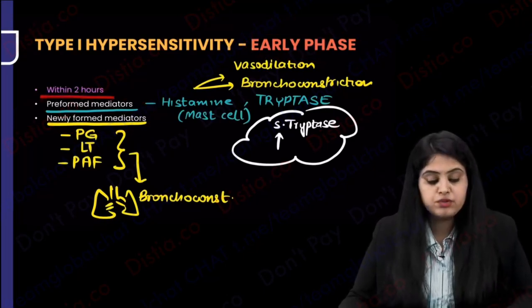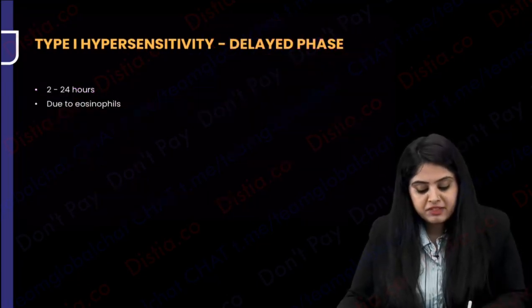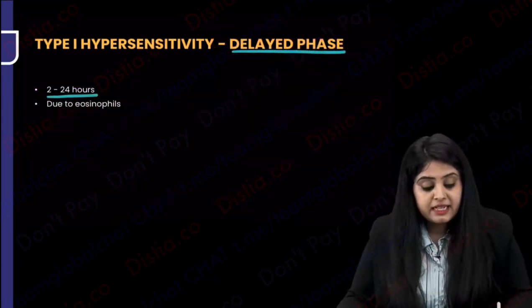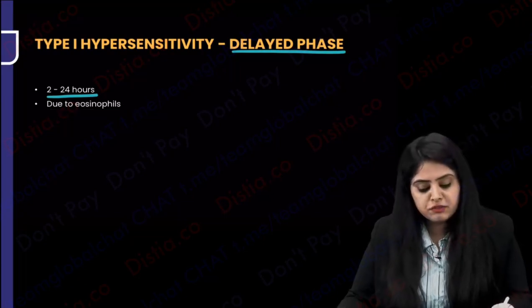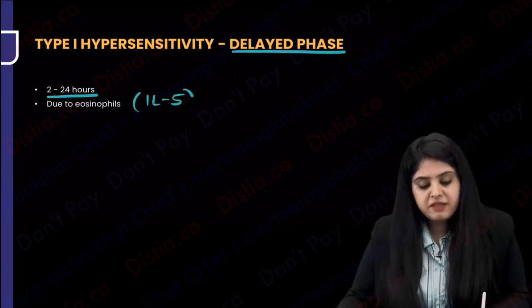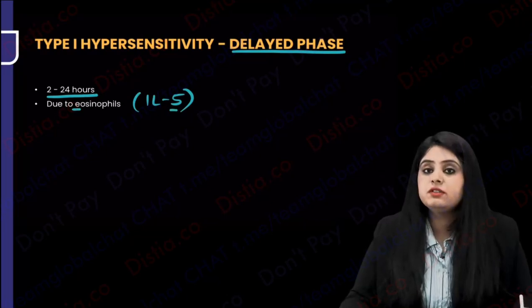But what about beyond 2 hours? Allergy doesn't end in 2 hours, right? Beyond 2 hours, we have the delayed phase, and the delayed phase is because of eosinophils. Can you recall who got eosinophils for me? Which interleukin got eosinophils for me? It was interleukin 5. A, B, C, D, E. I always say E for fifth alphabet. Interleukin 5 got eosinophils for me.